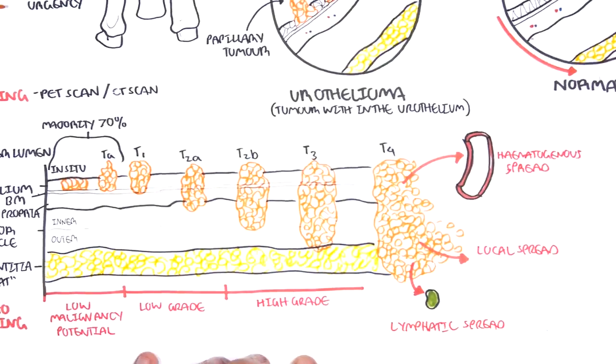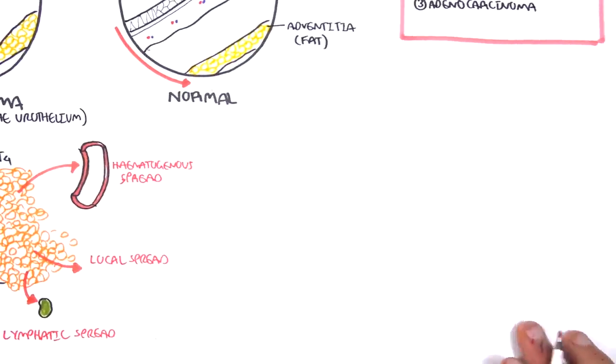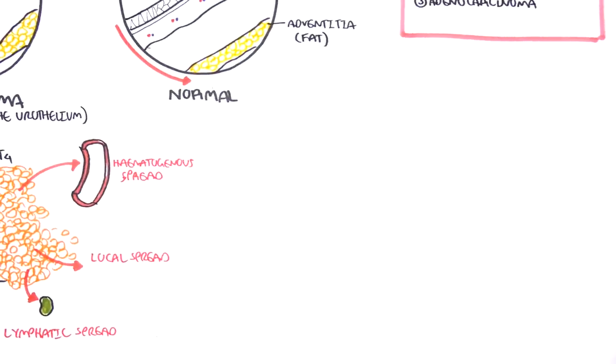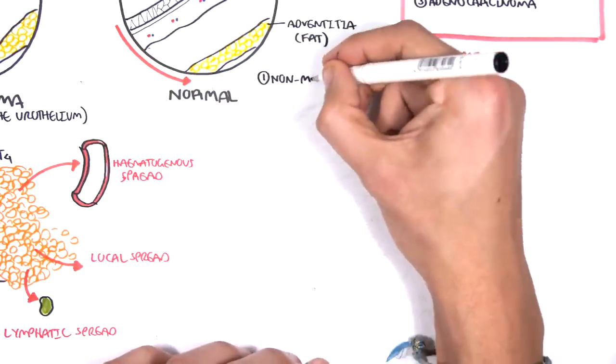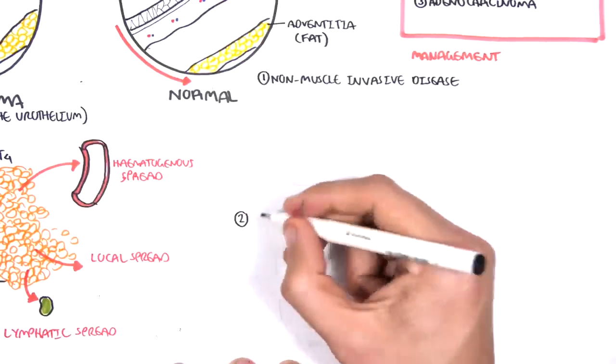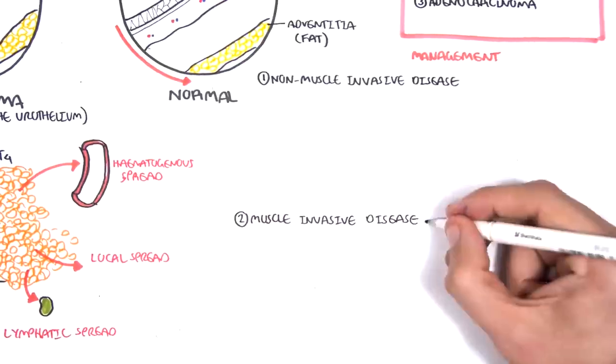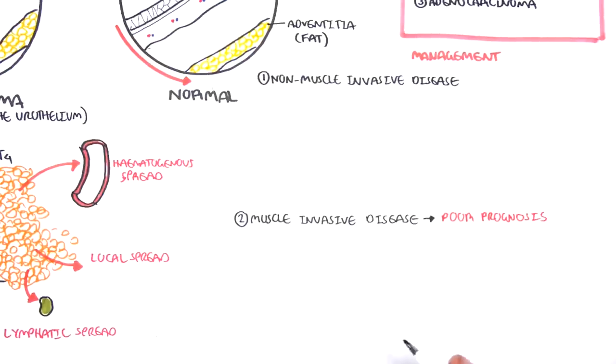The staging of the bladder tumor into low grade and high grade is important, because this will tailor the treatment. The treatment will depend on whether the tumor has invaded the muscle layer or not. So the management focuses on non-muscle invasive disease and muscle invasive disease. Muscle invasive disease has poorer prognosis.